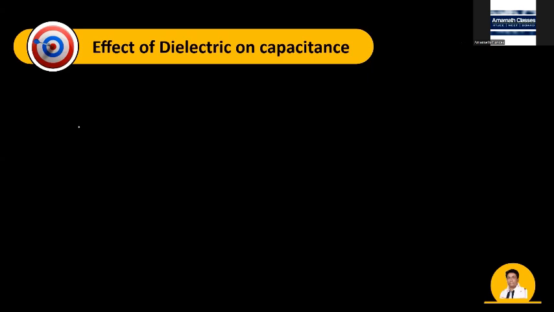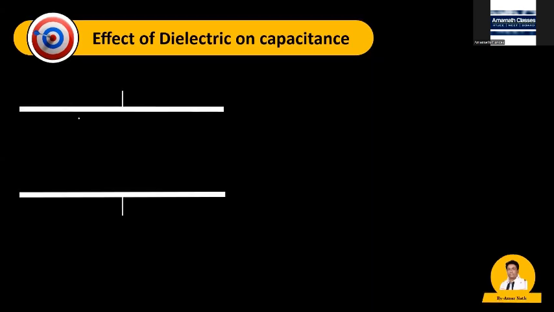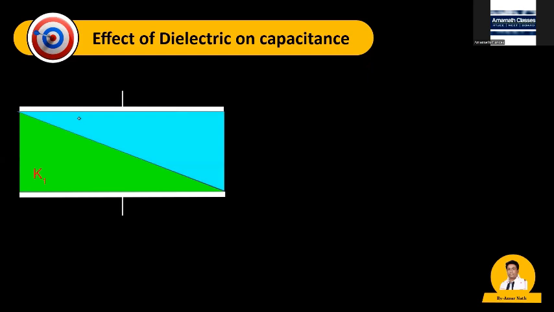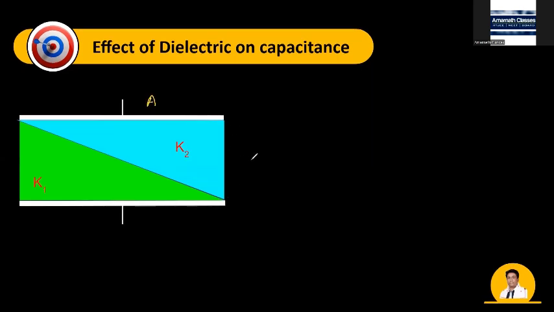Now let me discuss another situation. Say this is a parallel plate capacitor, but this time the dielectric slabs are placed in an angled way. Say one has a dielectric constant K1 and the other has a dielectric constant K2. Other parameters are the same. Plate area you can take as A, and the total gap is D only. So what will be the capacitance between the upper plate and the lower plate? That is the question.